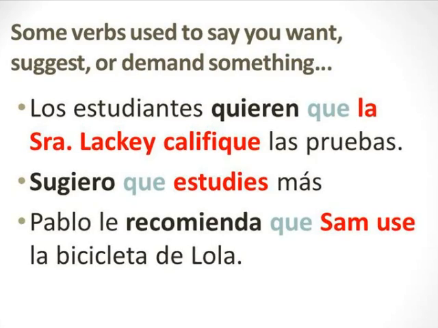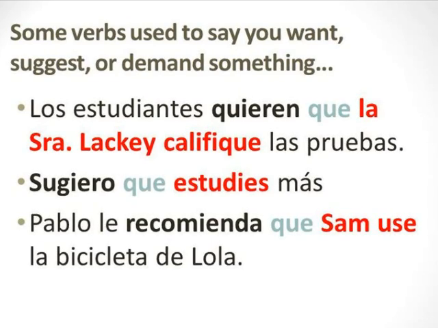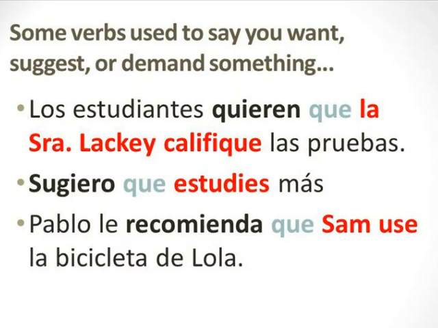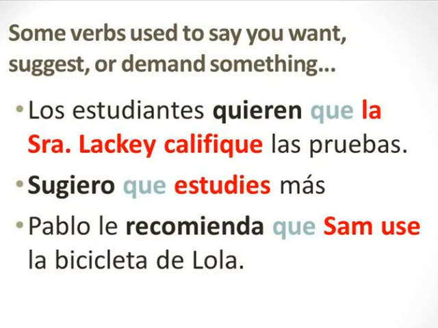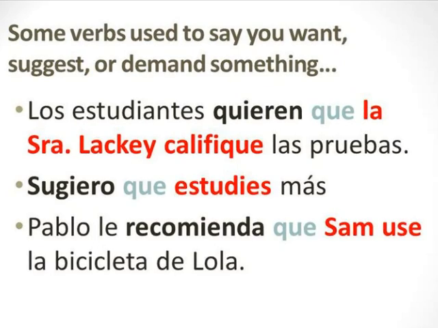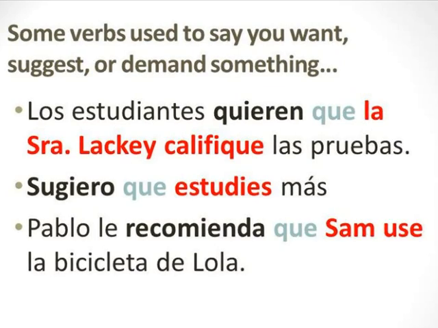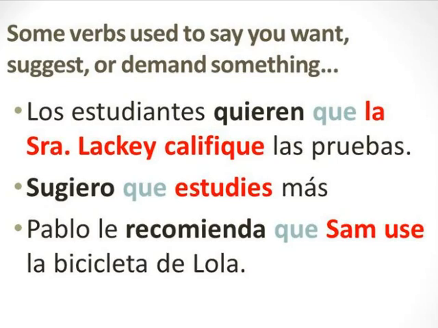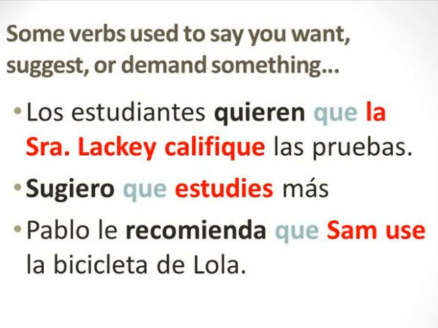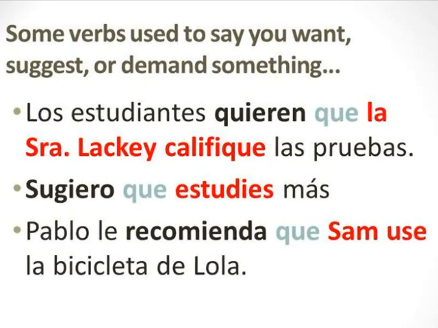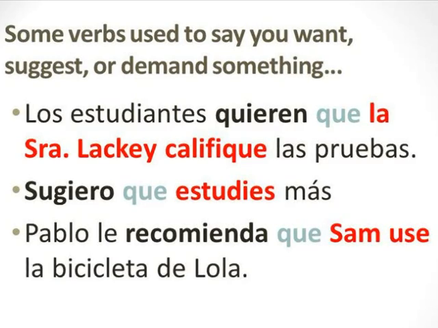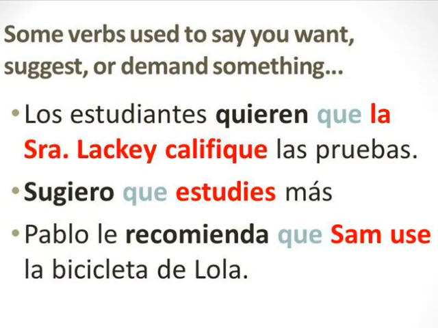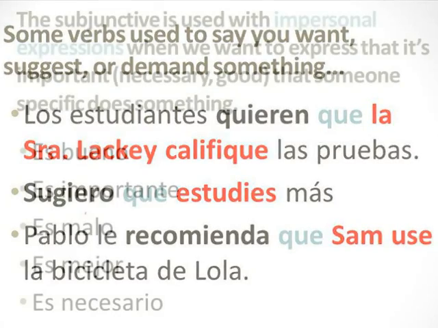Pablo recommends to Sam that he uses Lola's bicycle. So recomienda is conjugated to agree with Pablo. Que connects it together. We've got a change in subject with Sam, and use is the word that we're going to use in the subjunctive. Usar is the verb, an AR verb. We're using the opposite ending to show that it's not necessarily that Sam uses Lola's bicycle, but that Pablo recommends that Sam uses Lola's bicycle.